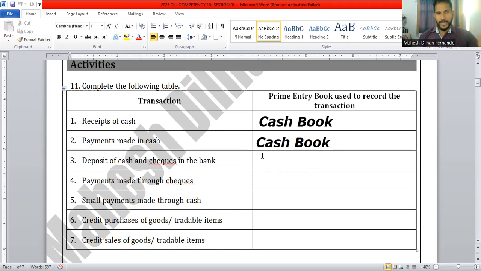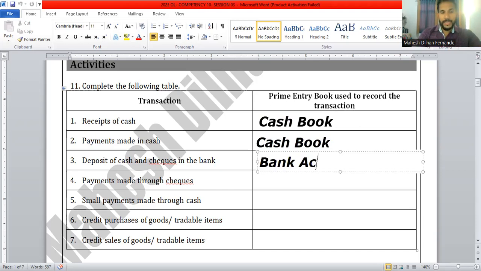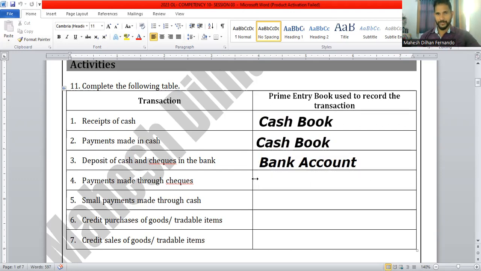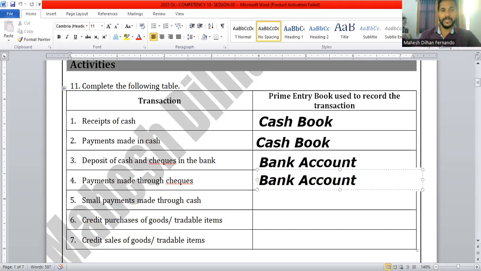Transaction 3, deposit of cash and checks in the bank. I think you know this prime entry book, that is the bank account. Then payments made through the checks. Once again, the prime entry book is the bank account.